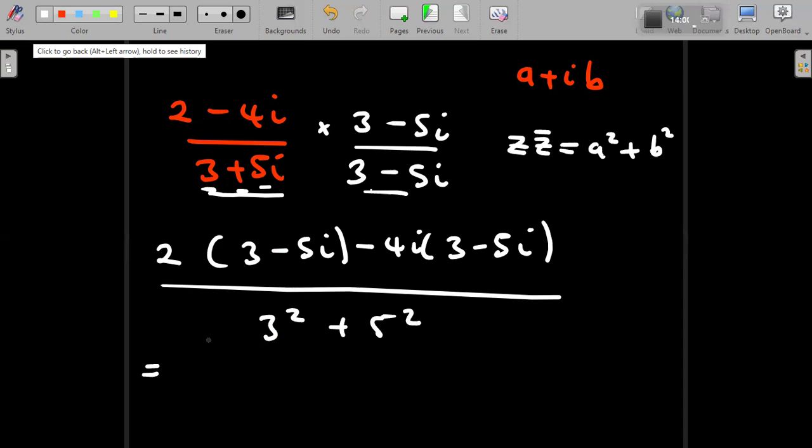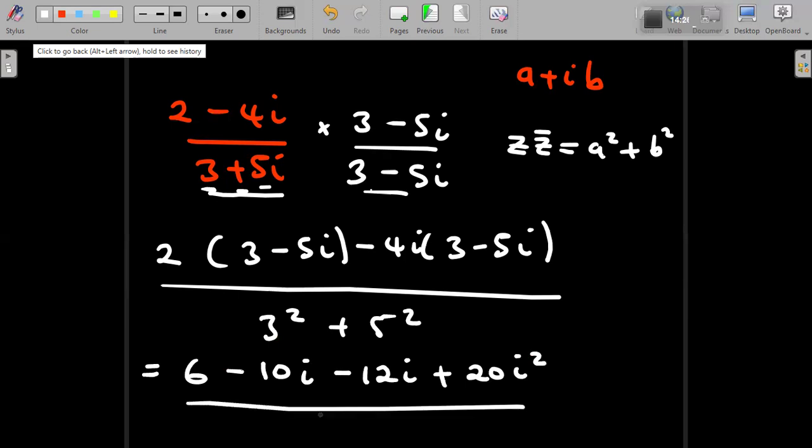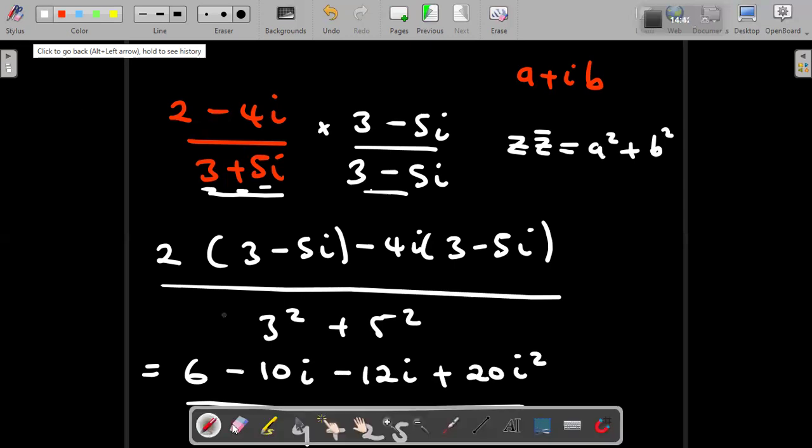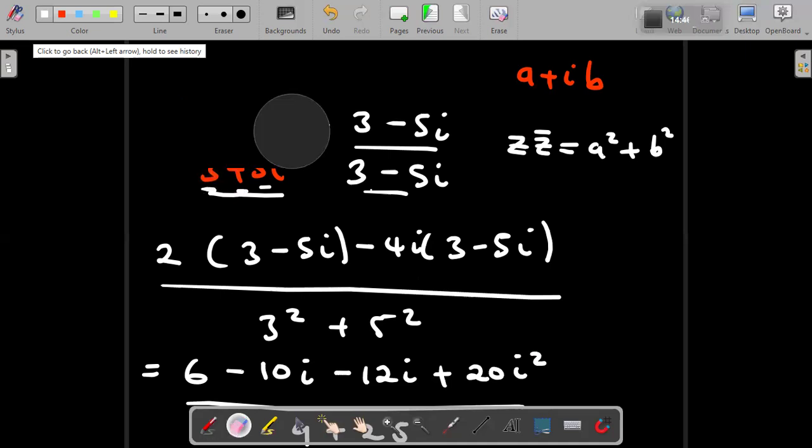Okay, so on top, when you multiply 2 by 3, you get 6. Then minus 10i, then minus 12i plus 20i squared, like that. So what do I get in the bottom? 3 squared is 9 plus 5 squared is 25. Let me erase this part here.